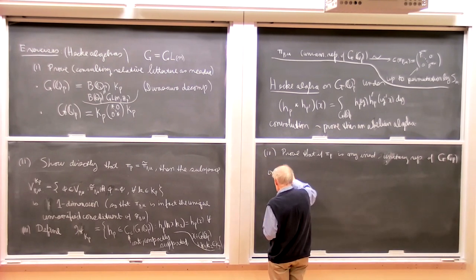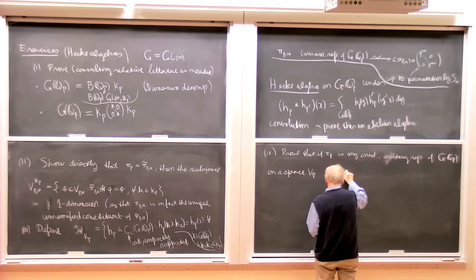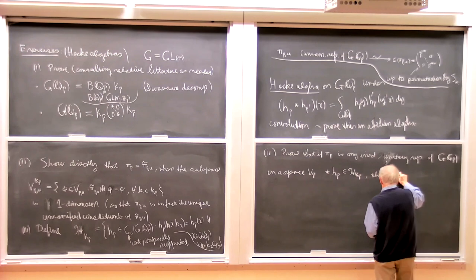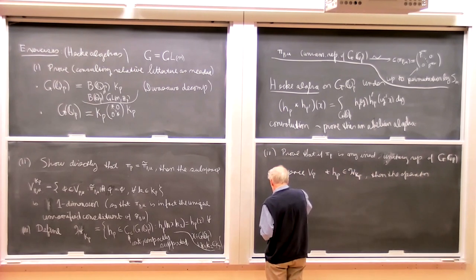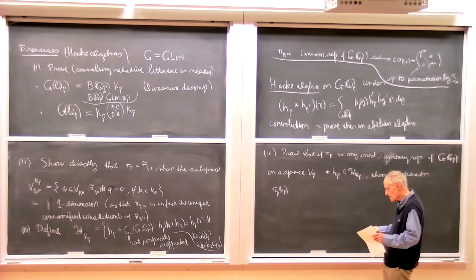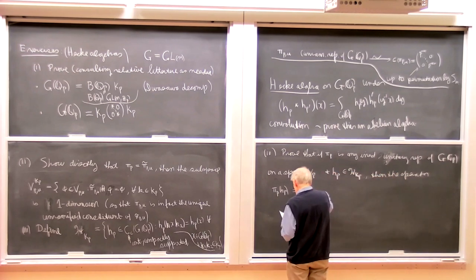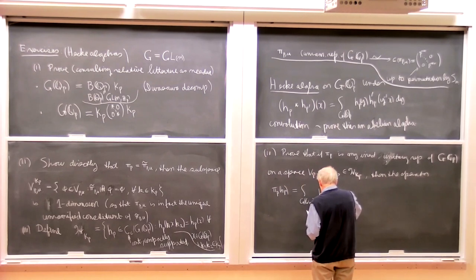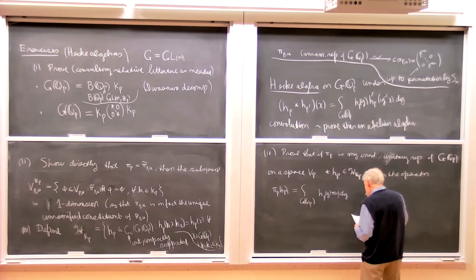on a space V_P, and H_P is an element in this Hecke algebra A_P, then consider the operator pi_P of H_P. Here pi_P is a representation of the group, so what we're really doing is taking the corresponding representation of this group algebra, or let's say, subalgebra of the full group algebra. By definition it is the integral over GL_n(Q_p) of H_P(y) phi(y) dy. So we have this operator on V_P, and this is pretty straightforward.